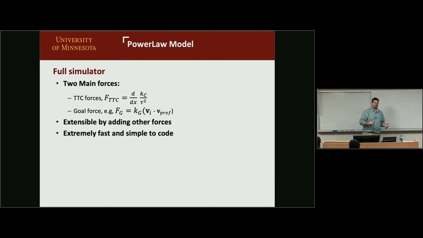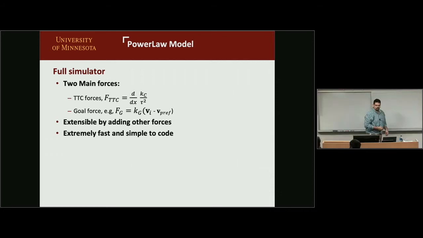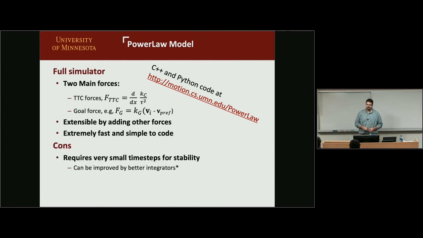Okay, so this is the idea. How can we use it to create a simulation or to control a robot? Well, we need to convert that energy to a force. So the first thing we do is we take the derivative of 1 over time to collision (TTC) with respect to your position or your velocity to give you a force. And then we also need a goal-driven force. So we use the same idea of a force that just pulls you to the goal. And you can put this together. It's very simple to code. If you don't believe me, the code's online. You can go to our website and download the Python or C++ versions of it.